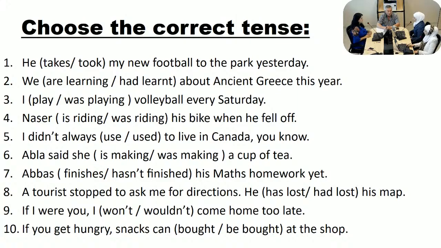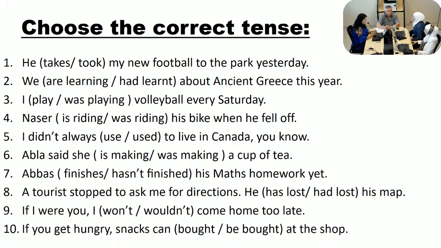Yes. Thank you. Number 2. We are learning or had learned about ancient Greece this year. This year is the time reference, so we use "are learning". 3. I play or was playing volleyball every Saturday. Here we have every Saturday, which means that it's a habit. It's something that is repeated over a long period of time, so we use "I play". 4. Nasser is riding or was riding his bike when he fell off. We have "when he fell", which is a past action. So we use "was riding", not "is riding".